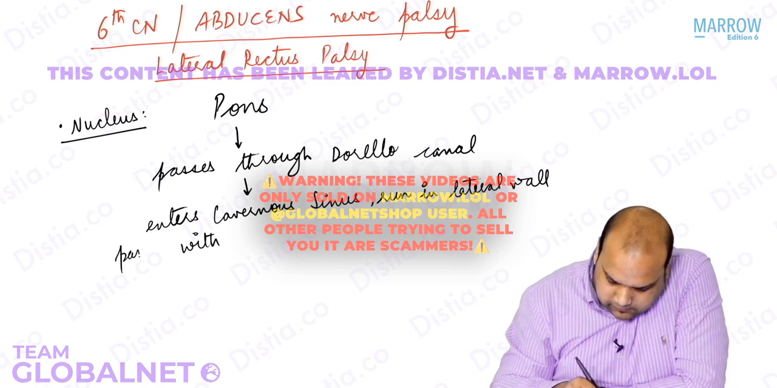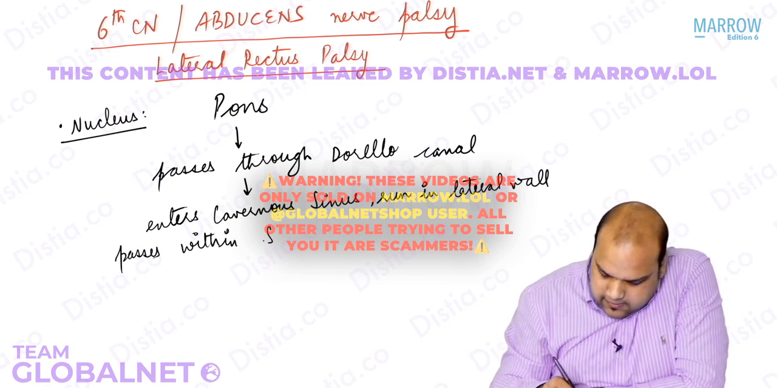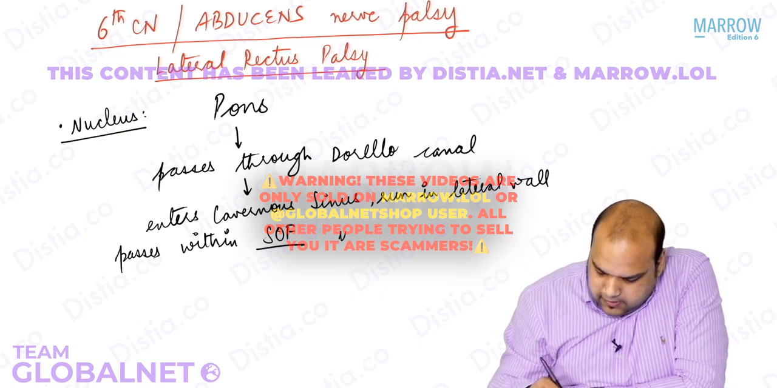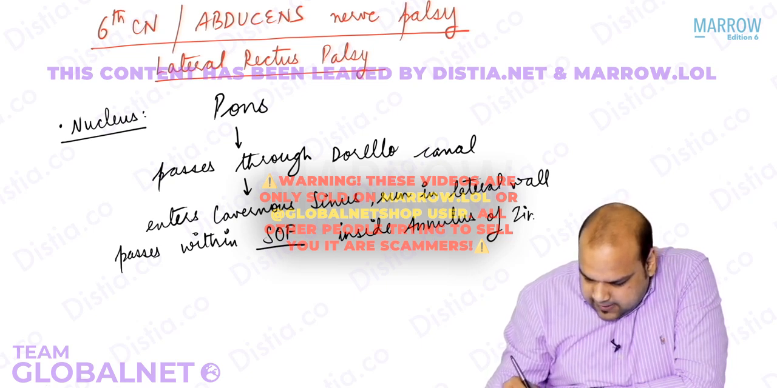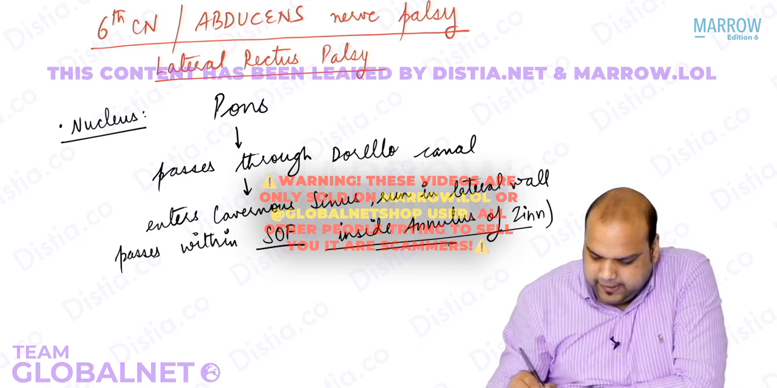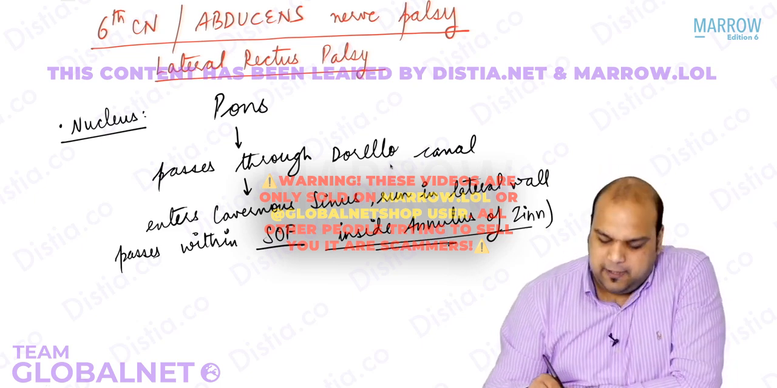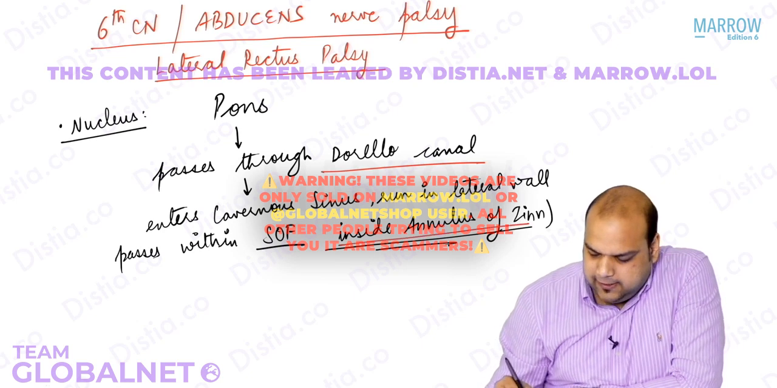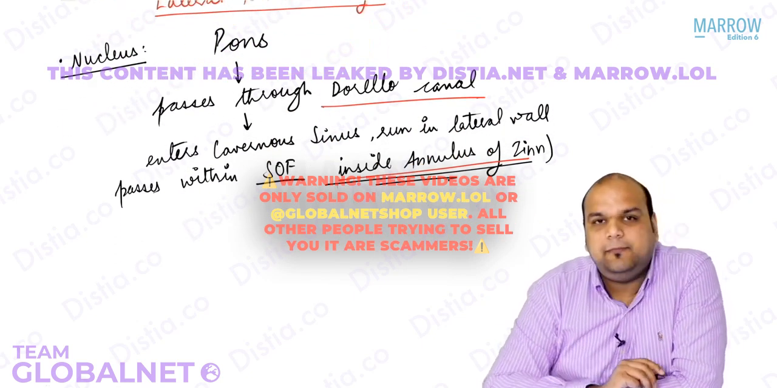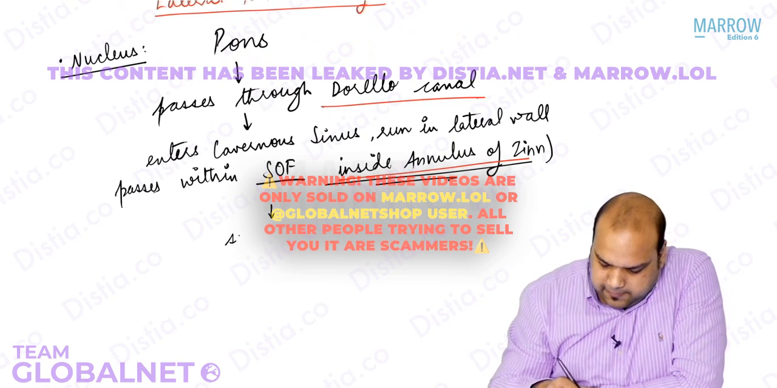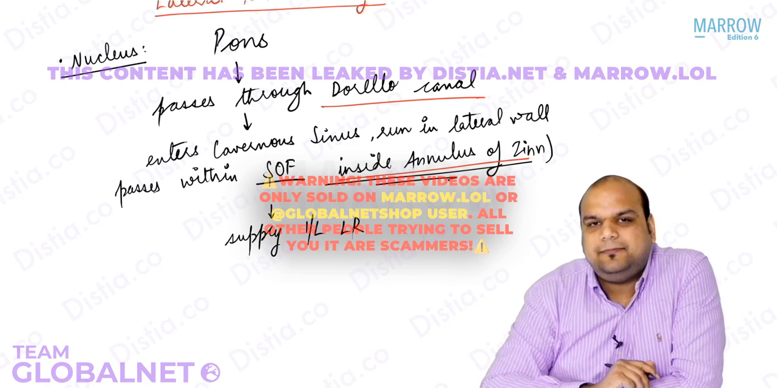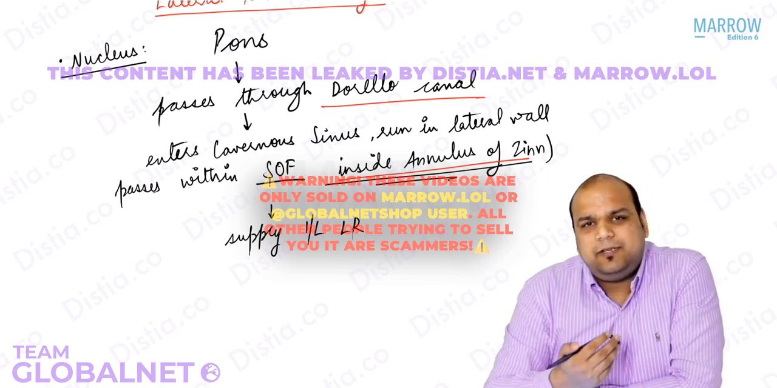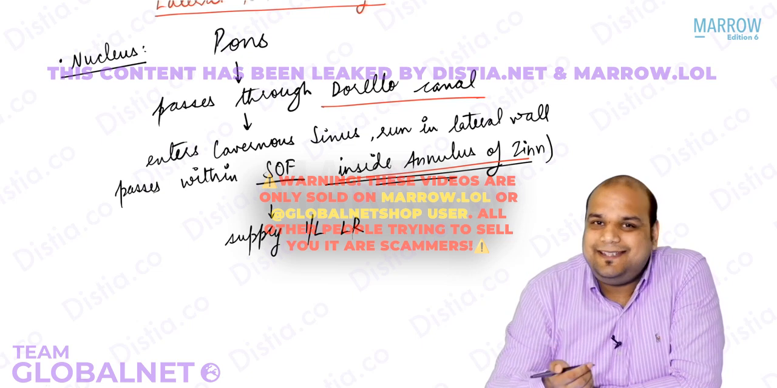Passes within superior orbital fissure, inside the annulus of Zinn. So it's like third nerve. It passes inside the annulus of Zinn. So two important anatomical landmarks, everybody: Dorello canal and inside the annulus of Zinn. Okay, no confusion. Then it will ultimately supply the ipsilateral lateral rectus. Done? Now, obviously only one muscle is getting supplied, so our job becomes easier.